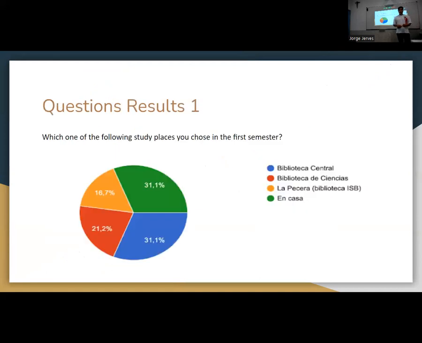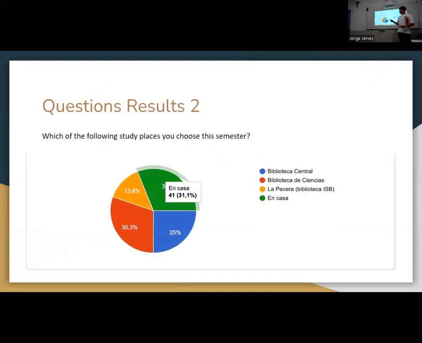In question number 1, people have chosen where they study in the first semester. And in question number 2, people have chosen where they study in the second semester. We also can see how many people study in each in percentage terms.